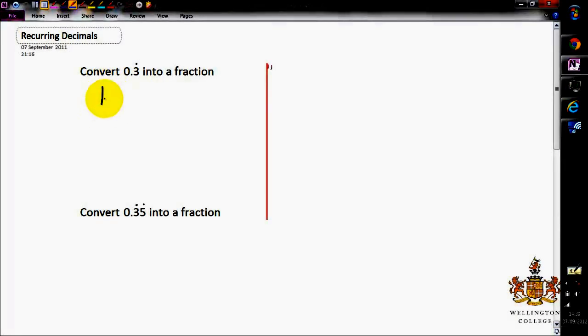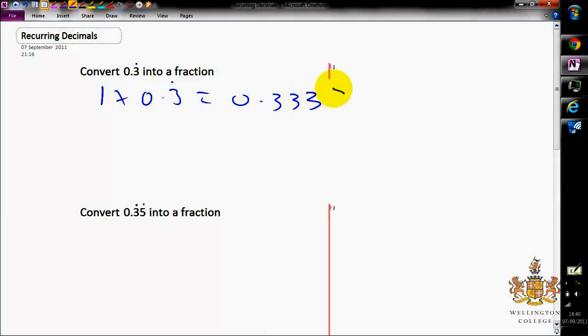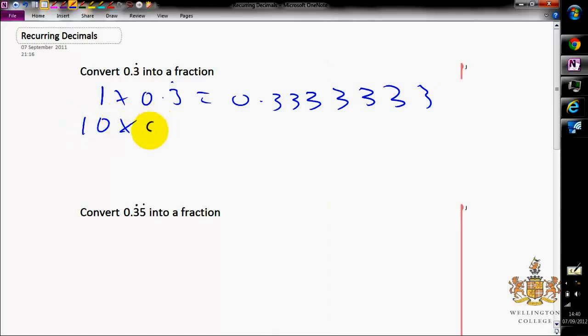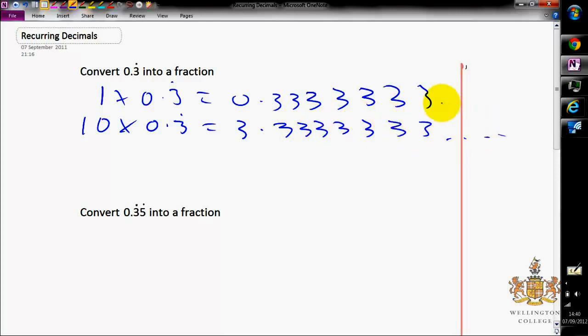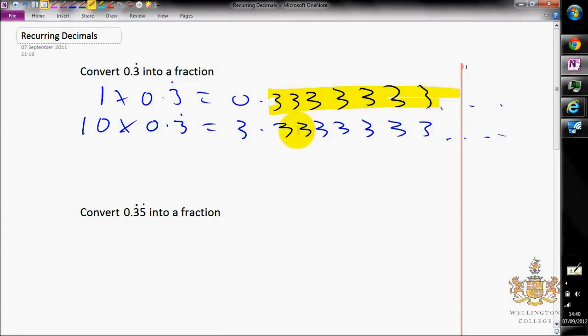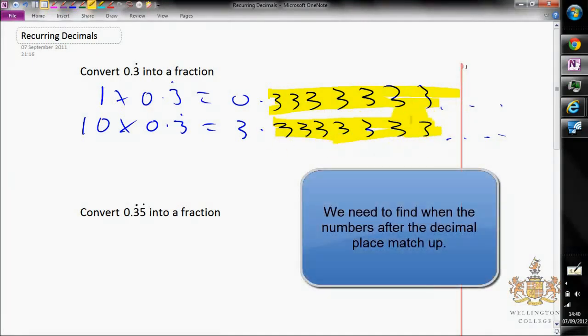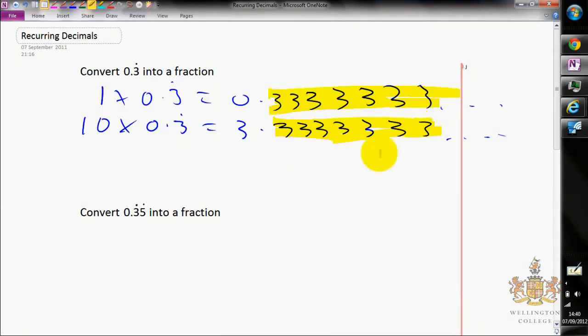1 times it is obviously just 0.33333 and so on. 10 times it is equal to 3.33333 and so on. Now the key thing is the numbers after decimal place must match up, and in this case they do. Once you've got that, you take one away from the other, because then that will get rid of all the recurring bits at the end and leave you with numbers you can deal with. There'll be no recurring numbers left.